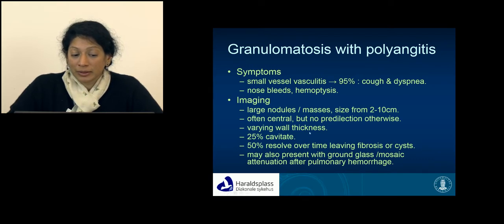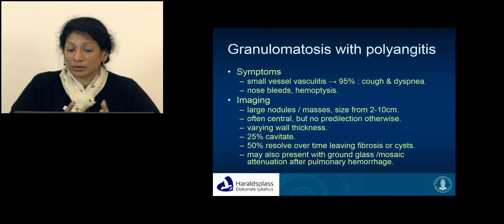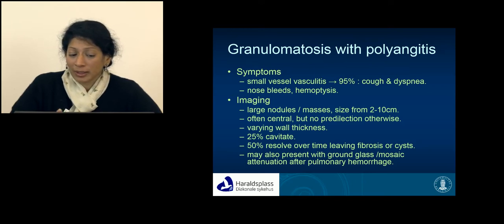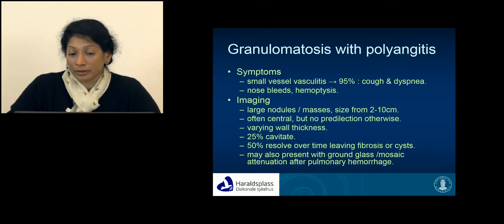So the imaging shows large nodules, and they have a mass which is quite large, from 2 to 10 centimeters. They become quite large, often central, but there's no predilection otherwise. They have varying wall thickness, and of these nodules, 25% go on to cavitate. 50% of all the nodules resolve over time, but they leave fibrosis or cysts. There's also a presentation with ground glass and mosaic attenuation after pulmonary hemorrhage.